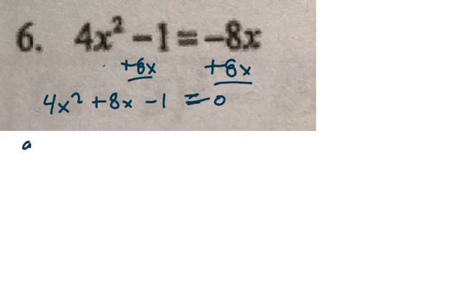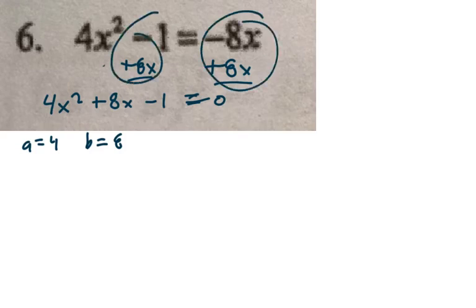Now I know my a is 4. My b is positive 8. See, once I did the plus 8x to both sides, I got the b to be a positive 8. See, if I left that as a negative 8 like it is over here, I would have been messed up. My c is negative 1. Okay, so here we go.